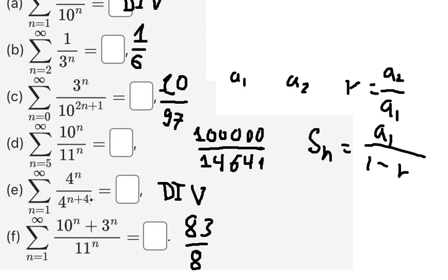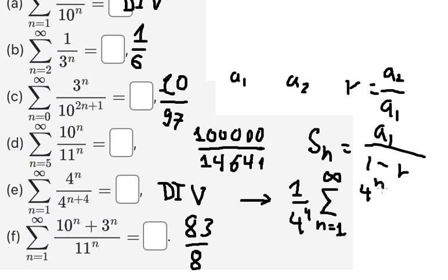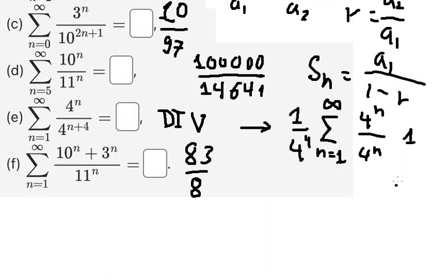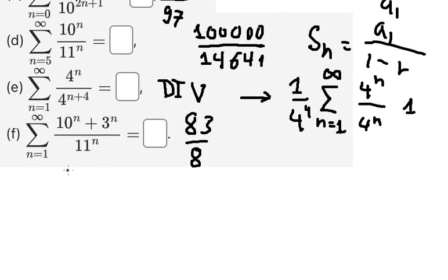For question E, when we put 4 to the power of 4 outside, we have like this. So this one divided by this one, we have the number 1. Number 1 is not from negative number 1 to positive number 1. This is equals to number 1. That's why it is divergent.